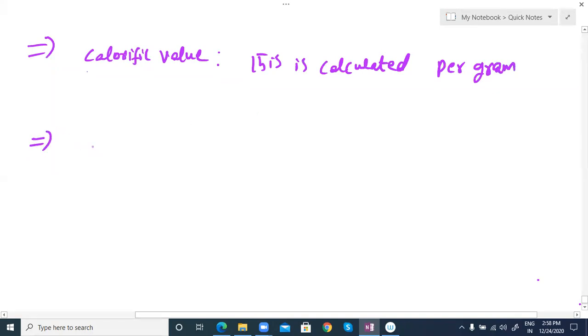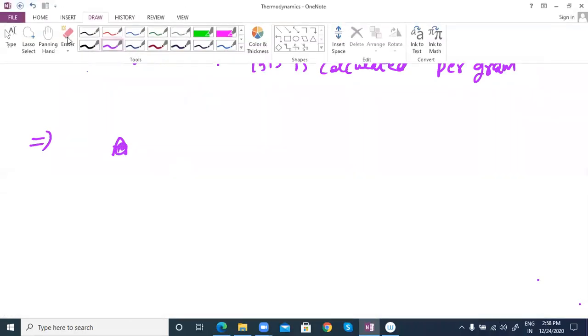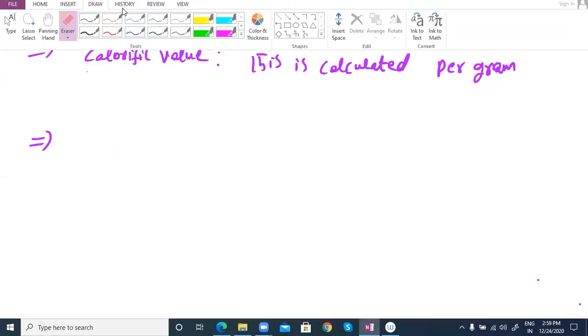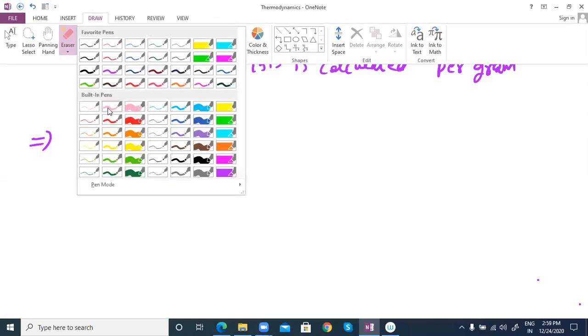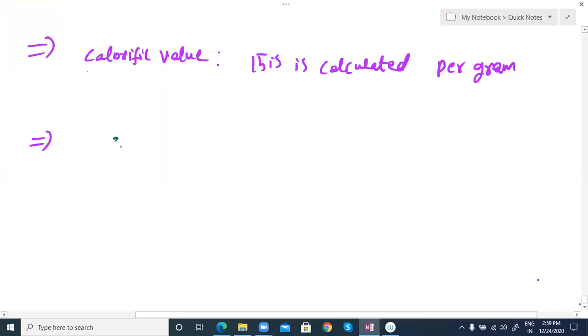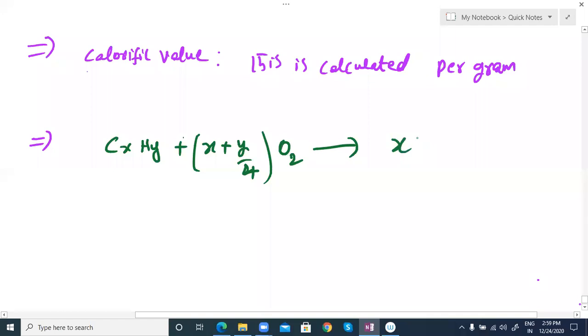For example, sir, I am giving a substance. The general equation, you know, for burning or combustion of hydrocarbons: CxHy plus (x plus y by 4) O2 gives rise to x CO2 plus y by 2 H2O. Liquid, gas state, gas state, gas state.